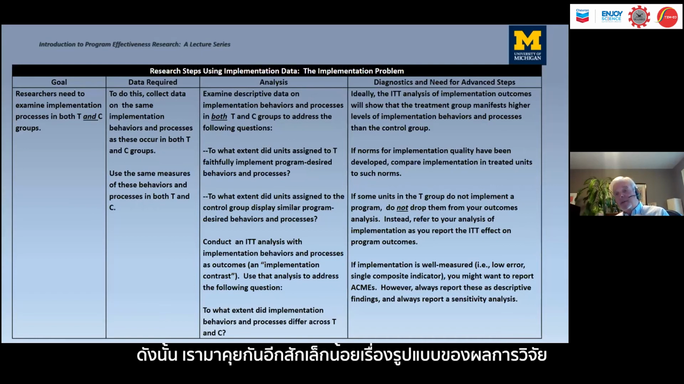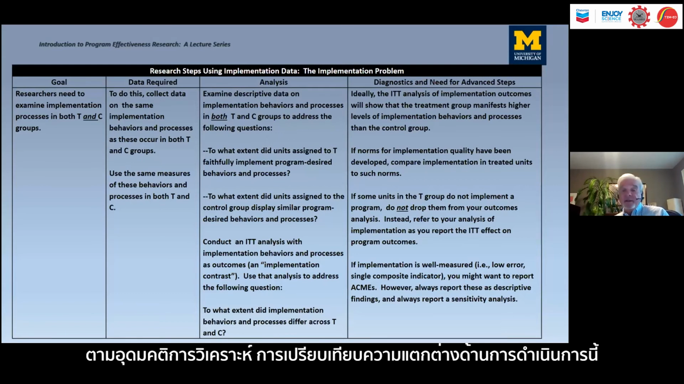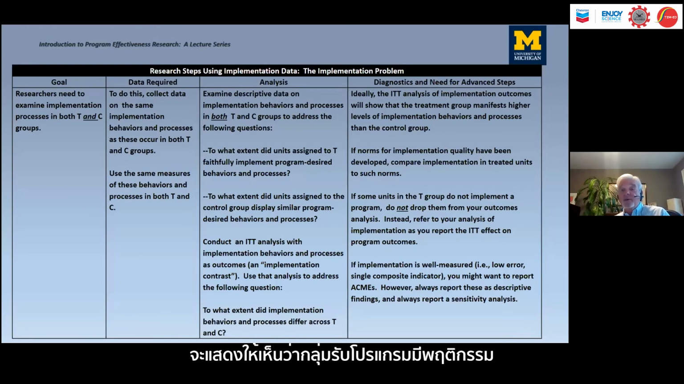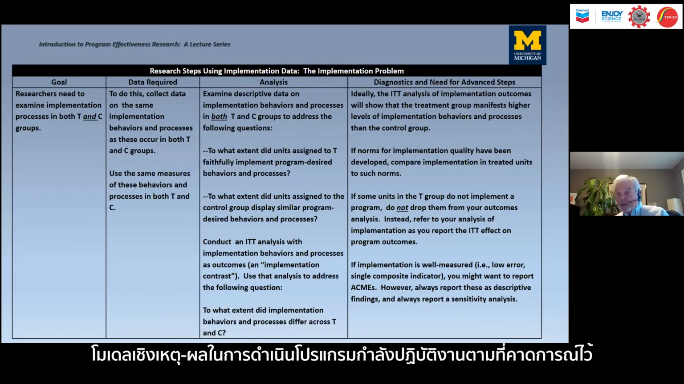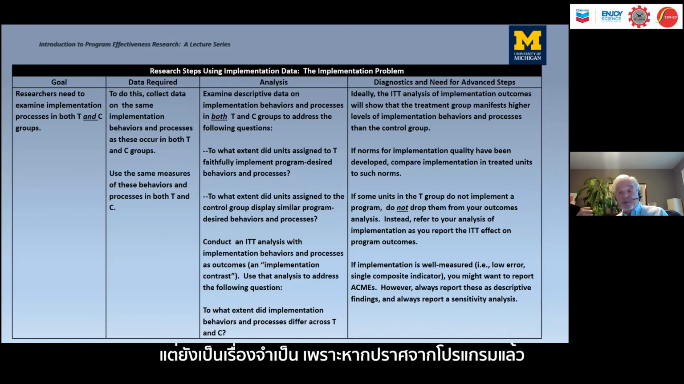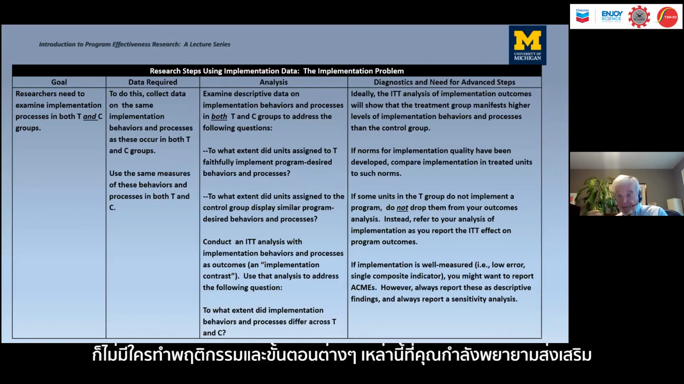So let's talk now a little bit about patterns of findings. Ideally, this analysis, this implementation contrast, will show the treatment group has higher levels of implementation behaviors and processes than the control group. And that demonstrates not only that the intervention logic model is working as predicted, but that it's needed, because without the intervention, nobody is doing these behaviors and processes that you're trying to promote.